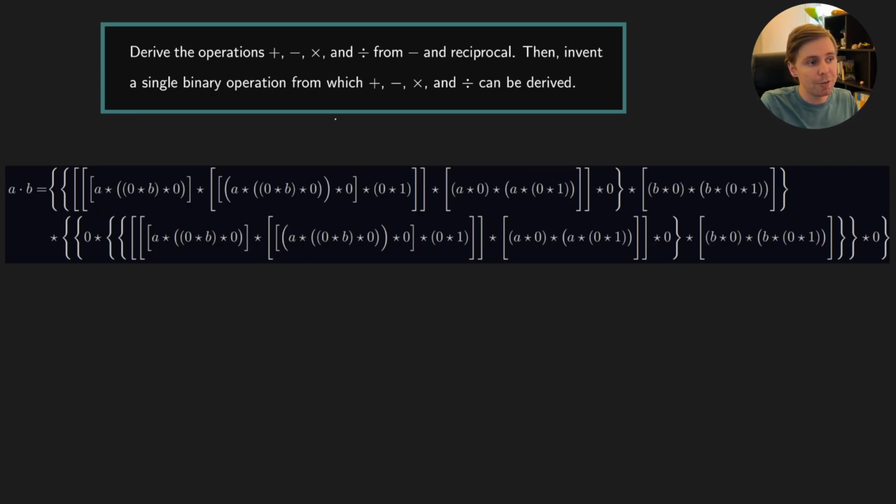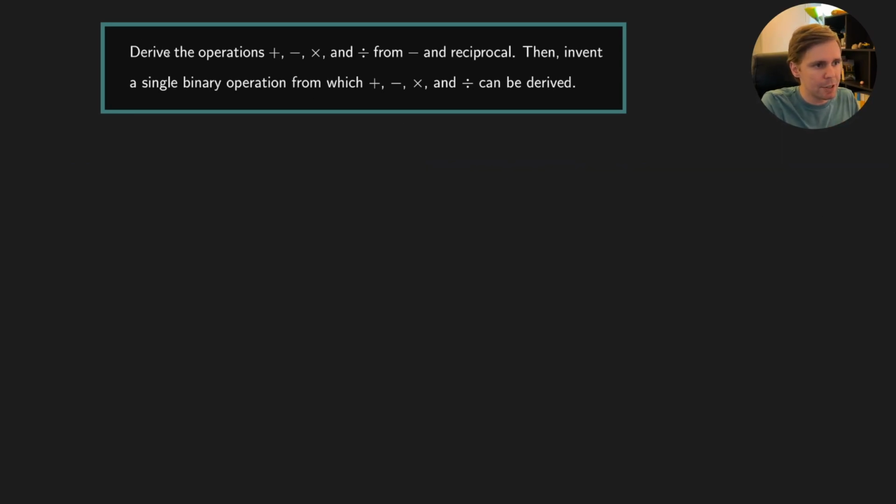So I want to work through this problem here, and we're going to figure out what this operation is and where this formula is coming from. So the problem comes in two parts. First, we're going to work on this part. Derive the operations addition, subtraction, multiplication, and division from subtraction and reciprocal. And then after we do that, we will use our work to solve the second part. Invent a single binary operation from which addition, subtraction, multiplication, and division can be derived.